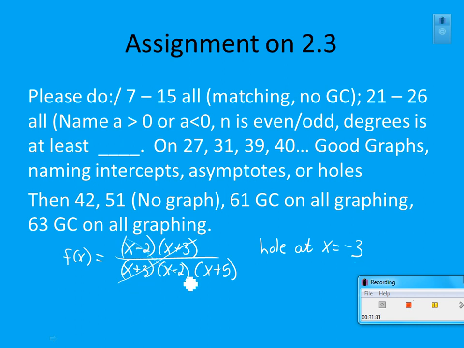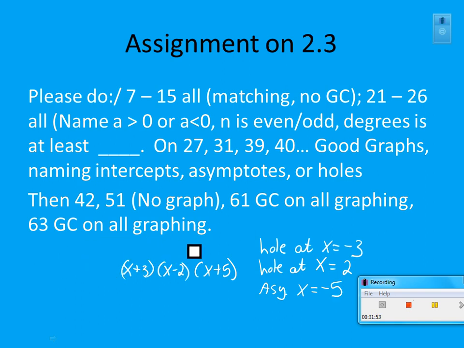So I know that there would be a hole at x equal negative 3, because x plus 3 equals 0 gives negative 3. These x minus 2's would cancel out. I know there would be a hole at x equal 2, because x minus 2 equals 0 is 2. The one you can't get rid of, there's going to be an asymptote. So I know there's going to be an asymptote at x equal negative 5. So that's the hardest part of the whole lesson, because we confuse which is which.